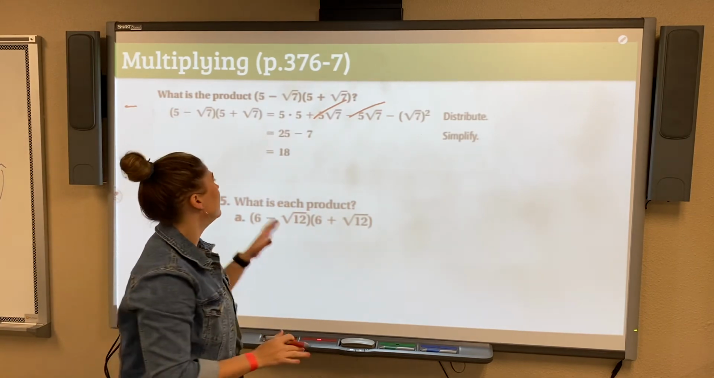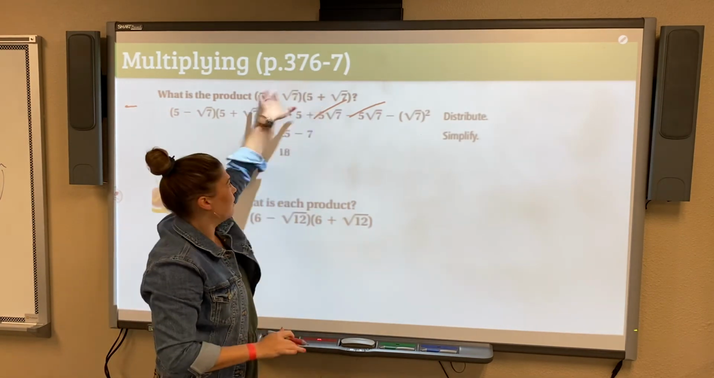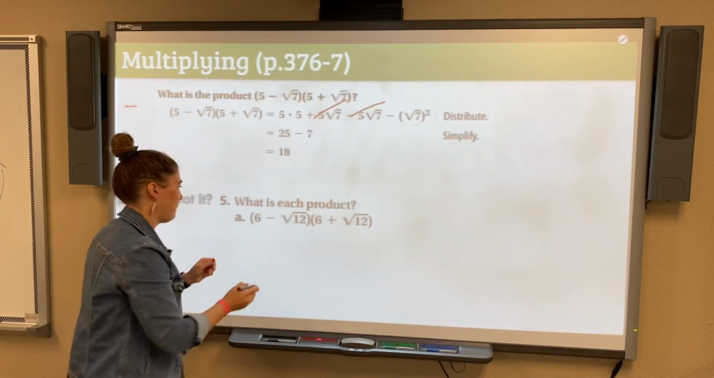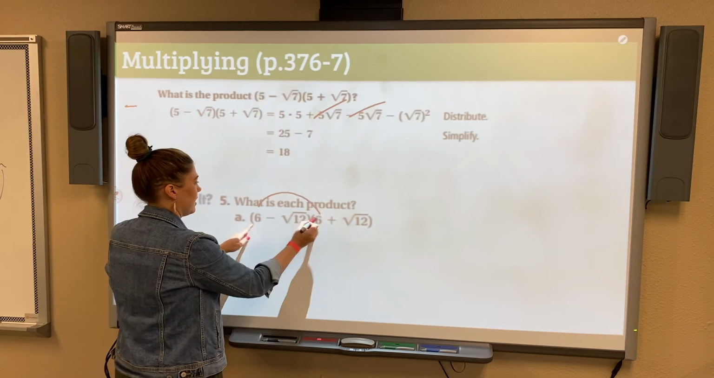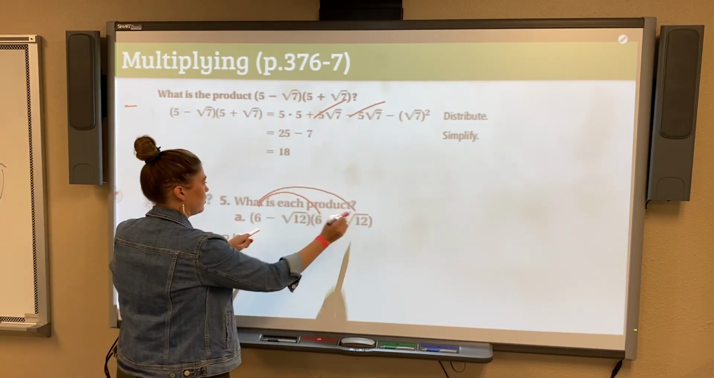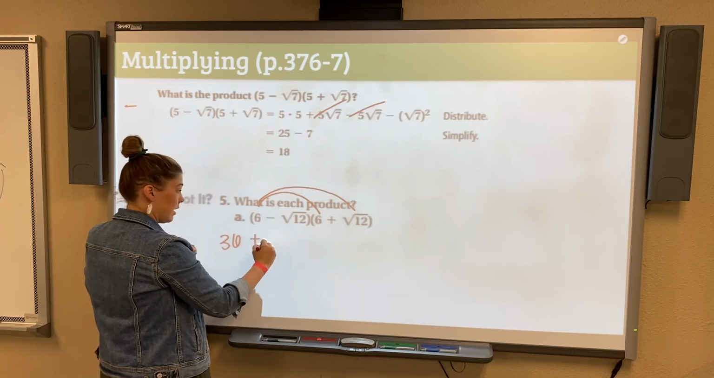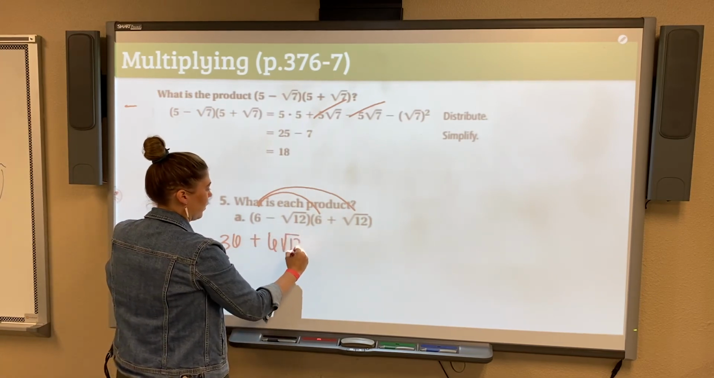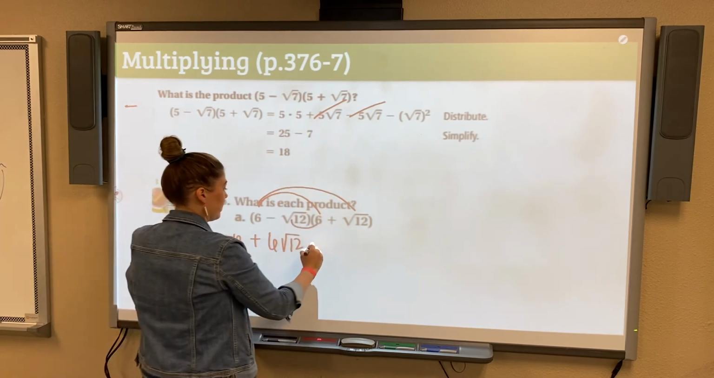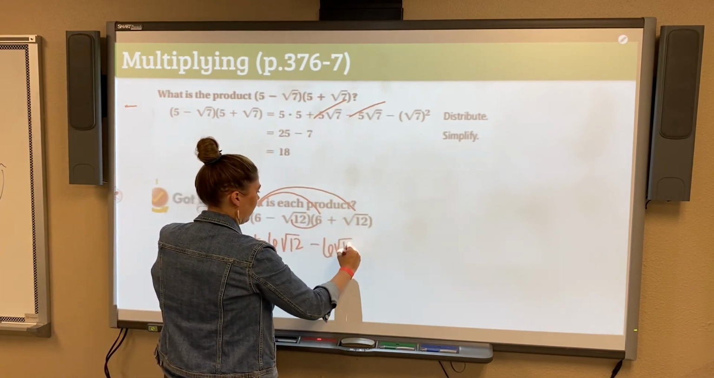Okay, let's do another one. I don't really like how they did their work. So let me show you how we will do it, okay? So we multiply 6 times 6, which is 36. Okay, we multiply 6 times root 12, which is positive 6 square roots of 12. Okay, now we do our negative root 12 times 6, so that would be a negative 6 root 12.